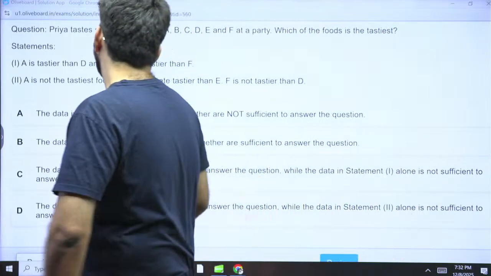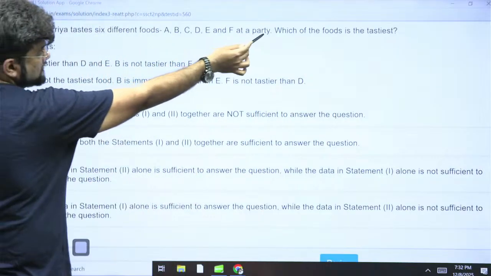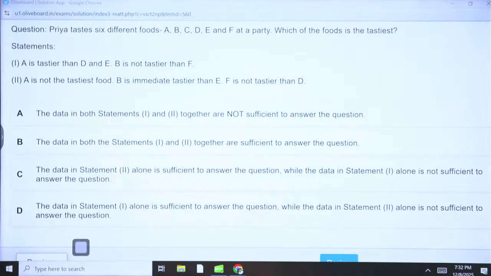That means you will either get the answer or not. You'll have to check this. Either get the answer means the question here: what food is the tastiest? Okay. So statement 1 now.